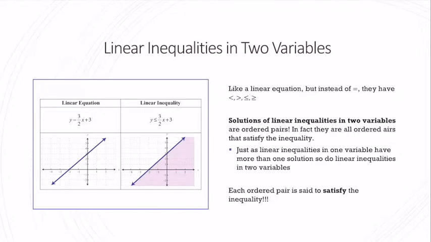So this is like a linear equation, except instead of equals, we have a less than, greater than, less than or equal to, or greater than or equal to. So instead of my solution for my linear equation being the line, the solution to a linear inequality is any point on the plane that satisfies our inequality.